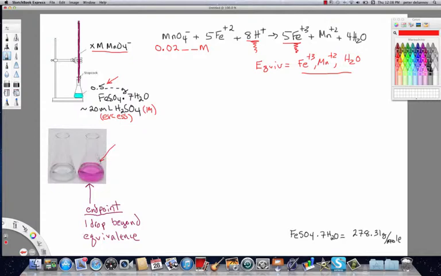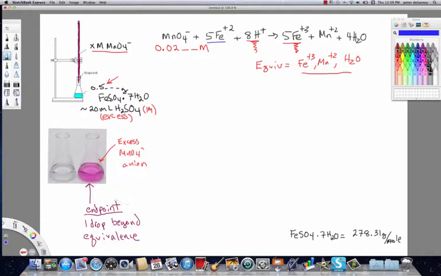In fact, I consider this endpoint a little on the dark side. This should be the very faintest shade of pink that you can detect with the naked eye. That's your endpoint. And what you need to realize is that it's pink because it contains a slight excess of the MnO4 minus anion. A slight excess because at that point there is no Fe plus 2 left in the collection flask. All of it has been reacted and turned into Fe plus 3. So the very next fraction of drop you add, you're looking at the coloration of the permanganate ion.